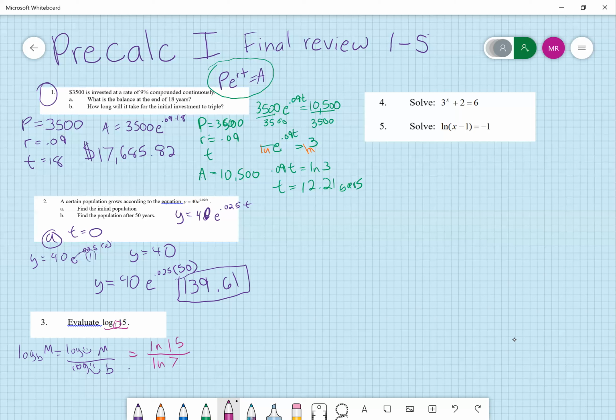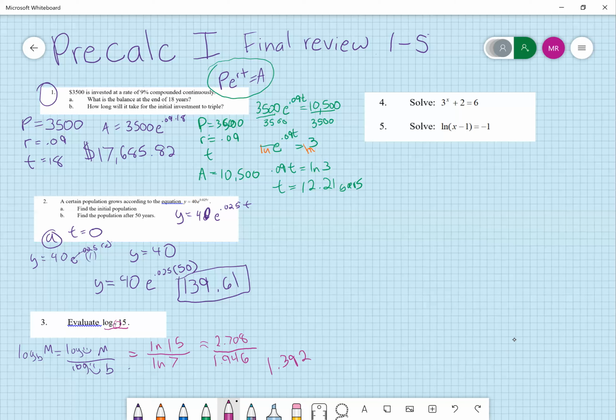So if we take the natural log of 15, we get about 2.708, and then we take the natural log of 7, and we get about 1.946, and then we divide that out, where we take the natural log of 15, divide it by the natural log of 7, and we get an answer of 1.3916, or 1.4, rounding up.